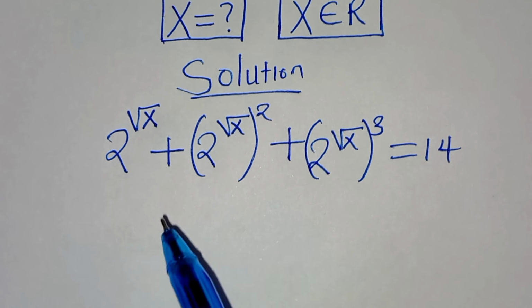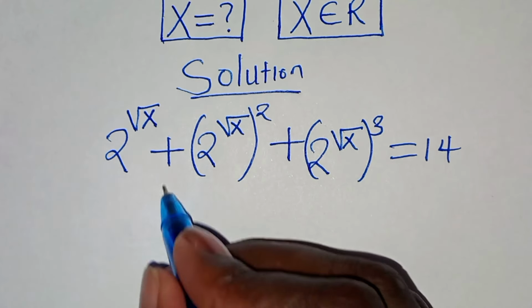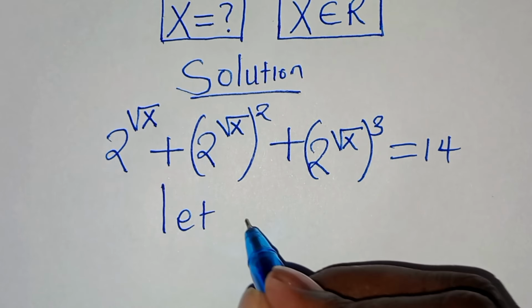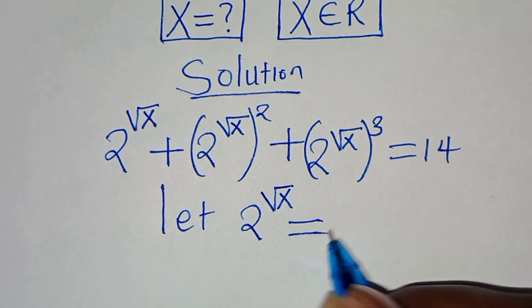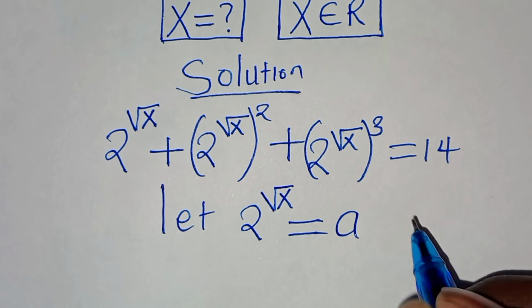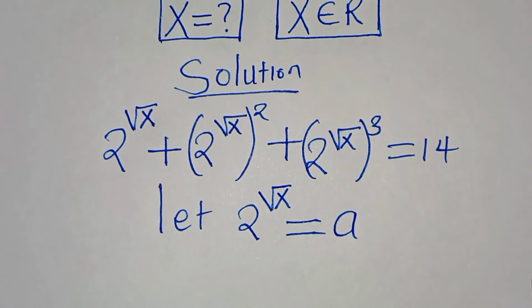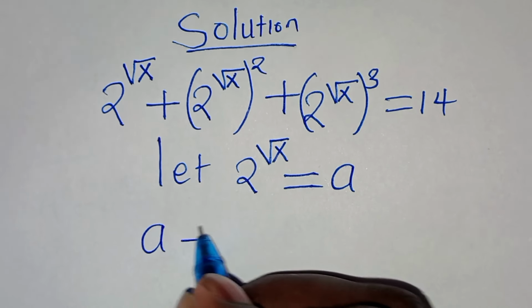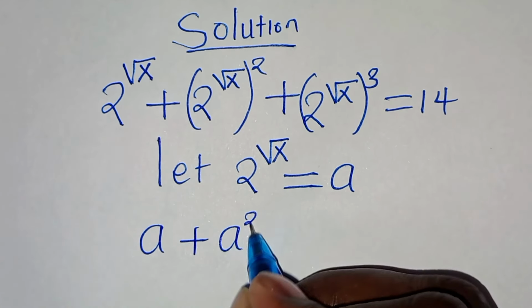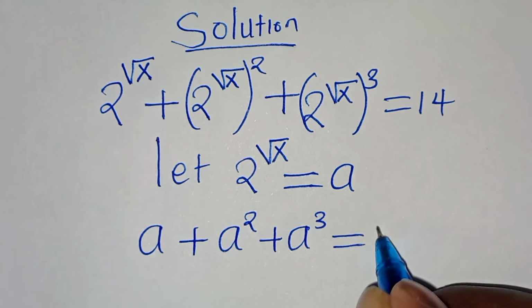Now, we have that 2 to the power of square root of x is common here, so we can let 2 to the power of square root of x be equal to a. Now, let's substitute a where we have 2 to the power of square root of x. So this means we have a plus a to the power of 2, then plus a to the power of 3. This is equal to 14.